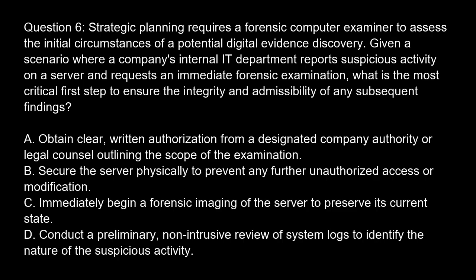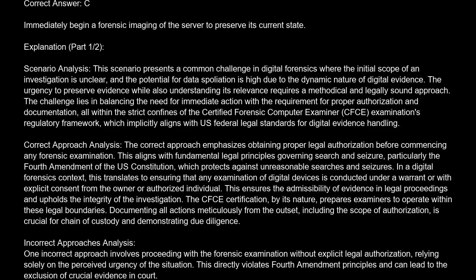Option A. Obtain clear, written authorization from a designated company authority or legal counsel outlining the scope of the examination. Option B. Secure the server physically to prevent any further unauthorized access or modification. Option C. Immediately begin a forensic imaging of the server to preserve its current state. Option D. Conduct a preliminary, non-intrusive review of system logs to identify the nature of the suspicious activity. Correct answer is C. Immediately begin a forensic imaging of the server to preserve its current state.